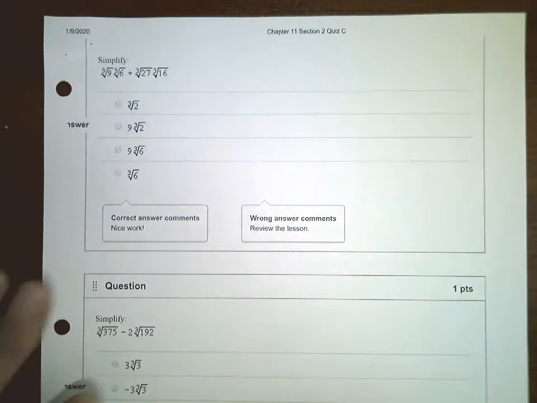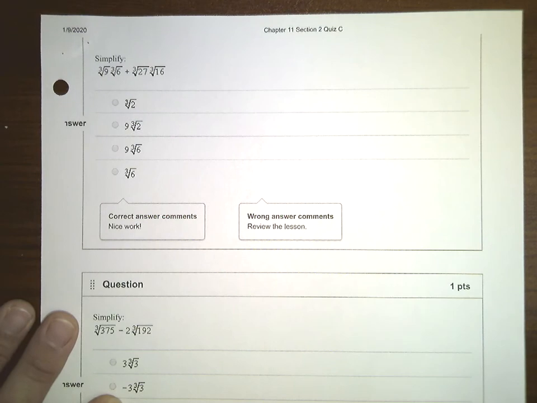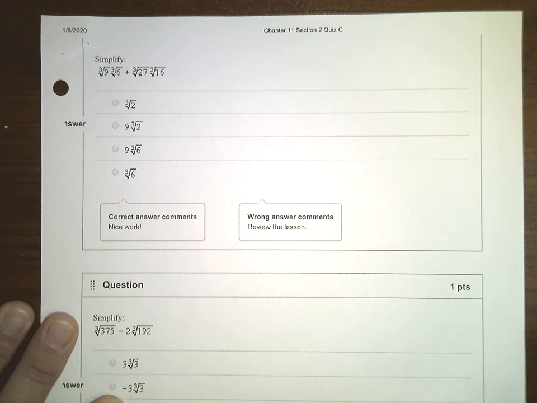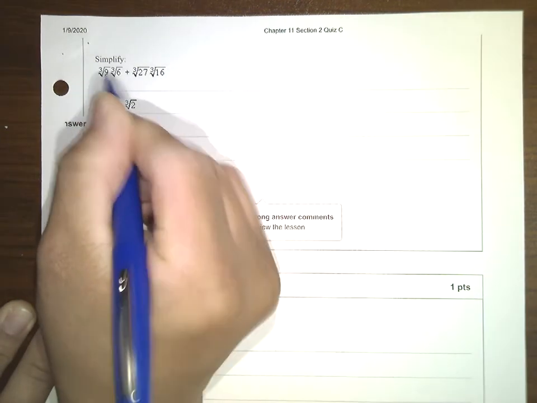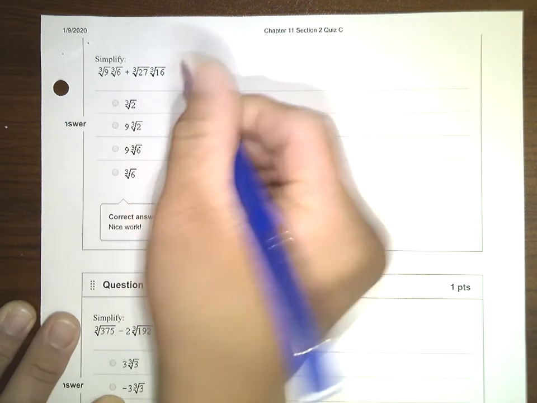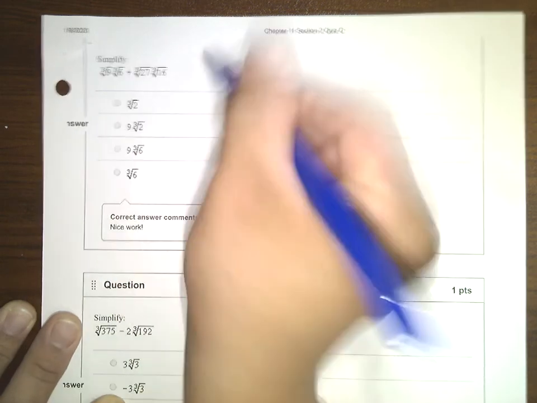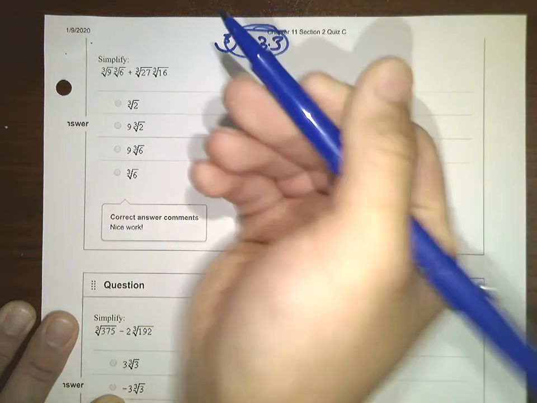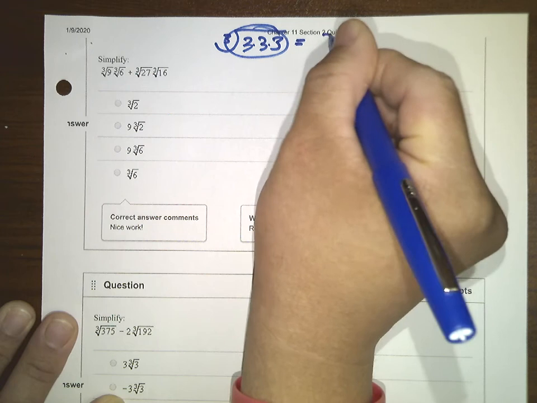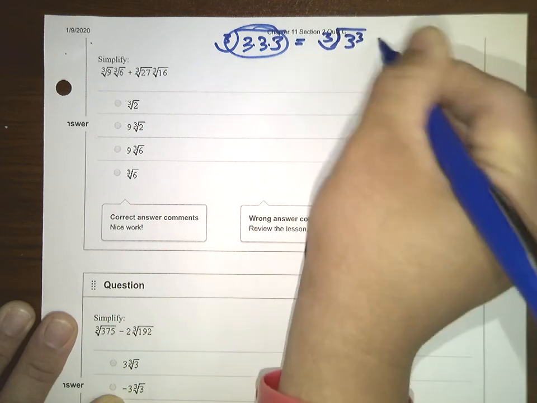We have the cube root of 9 times the cube root of 6 plus the cube root of 27 times the cube root of 16. All right, so what do we have here? Well, this one might seem a little bit trickier than you might think, but if I look at this, I can't do the cube root of 9 and I can't do the cube root of 6, but I can do the cube root of 27. That is the cube root of 3 times 3 times 3, because that's what 27 is. So then I know this is the cube root of 3 to the third power, which is just 3.